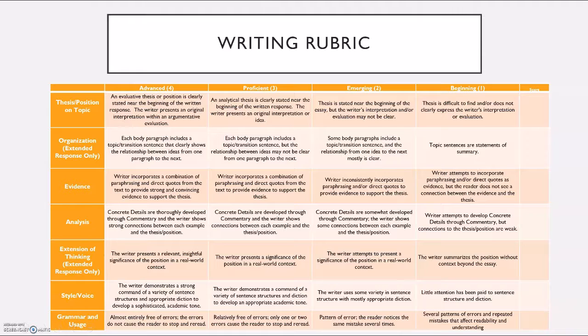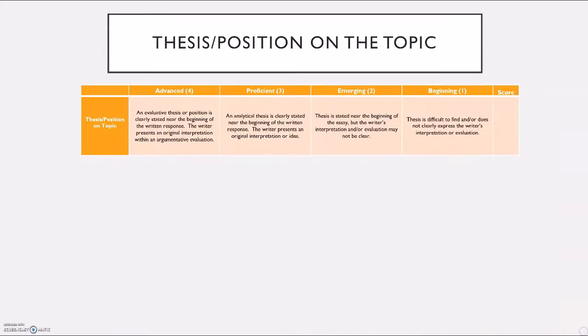There are 7 categories: thesis or position on the topic, organization, evidence, analysis, extension of thinking, style and voice, and grammar and usage. Please note that for single paragraph constructed responses, organization and extension of thinking will not be scored. Let's discuss the first category, thesis or position on the topic.